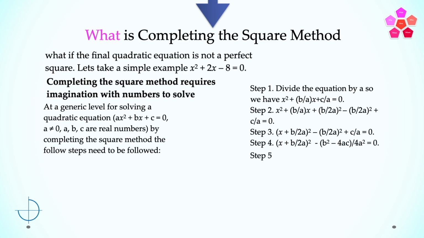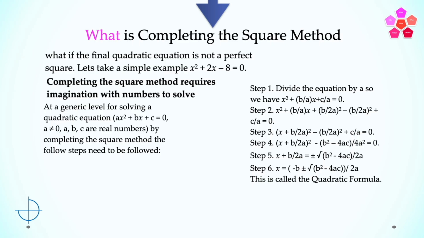The fifth step, where x plus b by 2a is equal to plus minus under root of b square minus 4ac divided by 2a. With step 6, we determine the value of x as minus b plus minus under root of b square minus 4ac as a whole divided by 2a. This is called the quadratic formula. This is how you can arrive at the quadratic formula if somebody asks you to prove how to arrive at the quadratic formula.